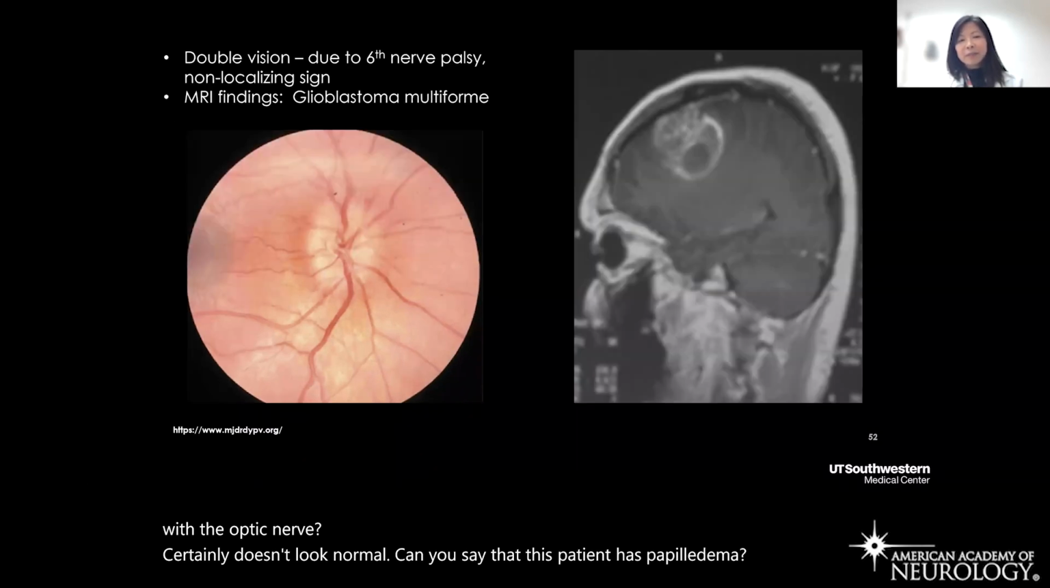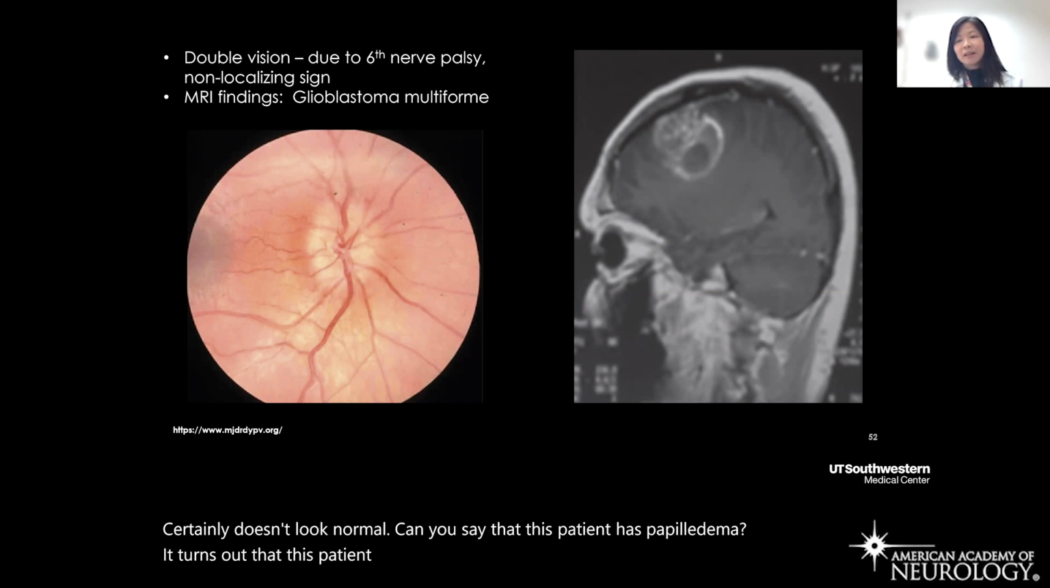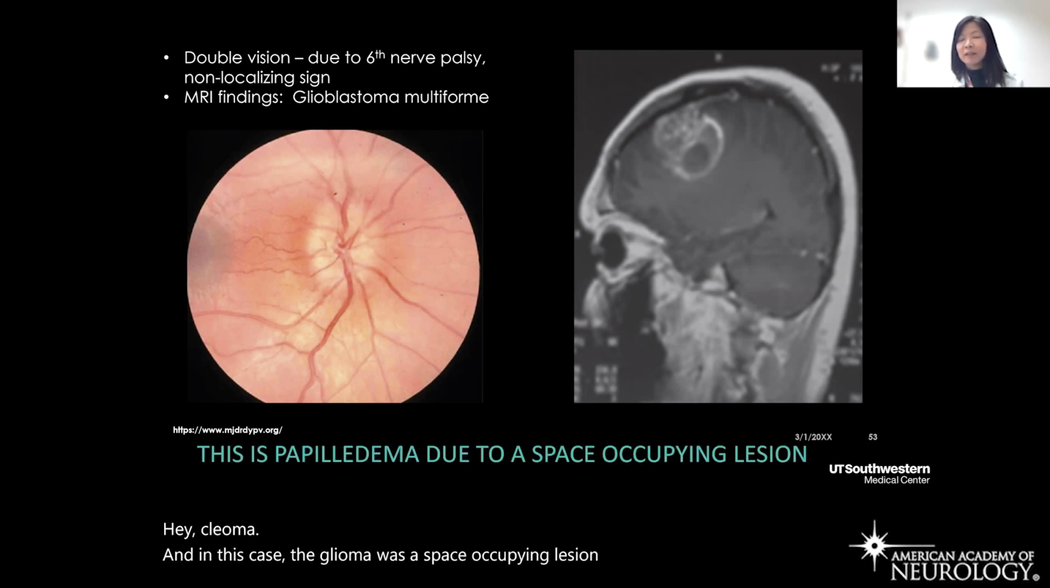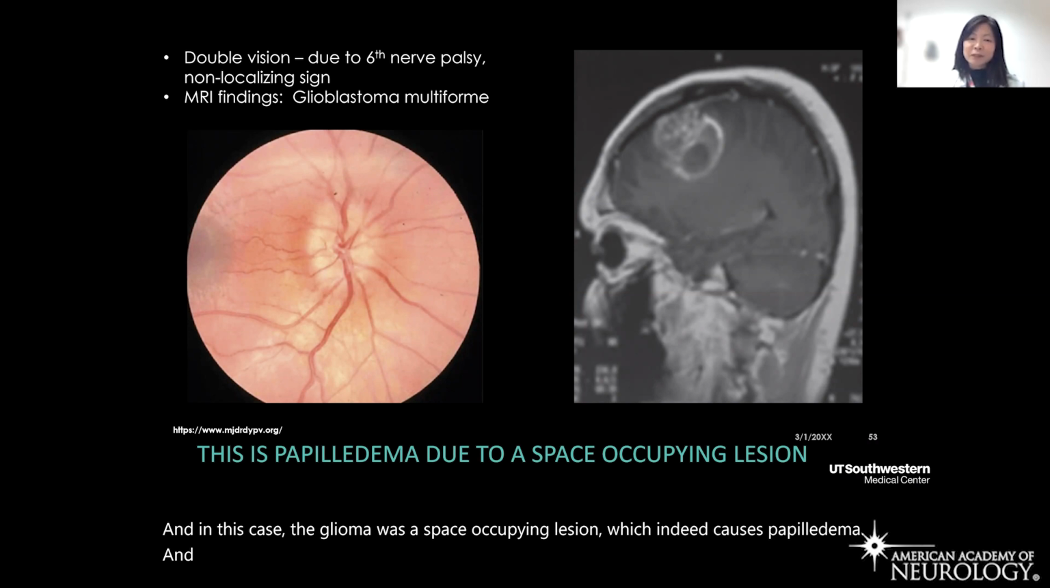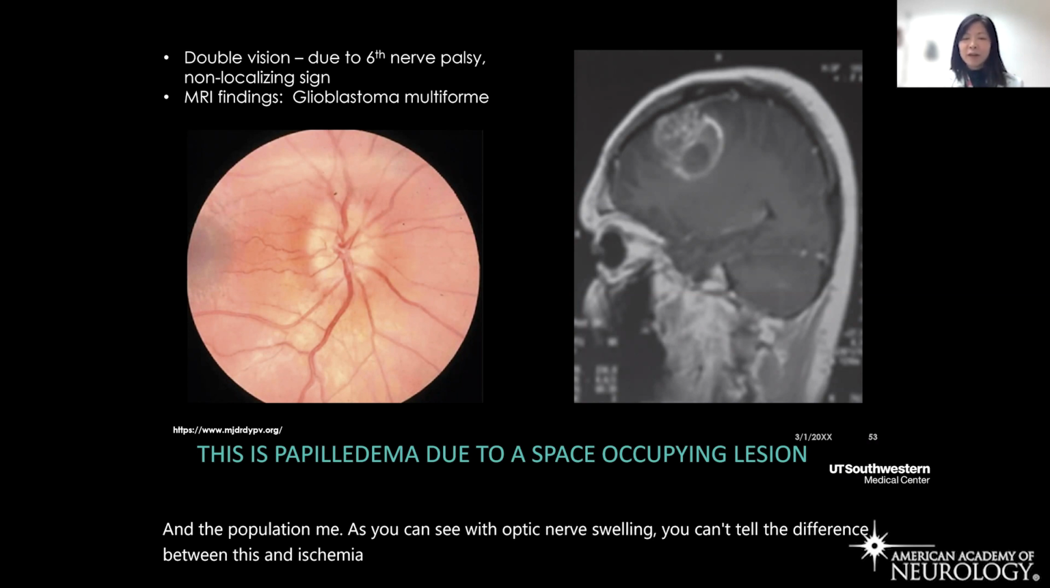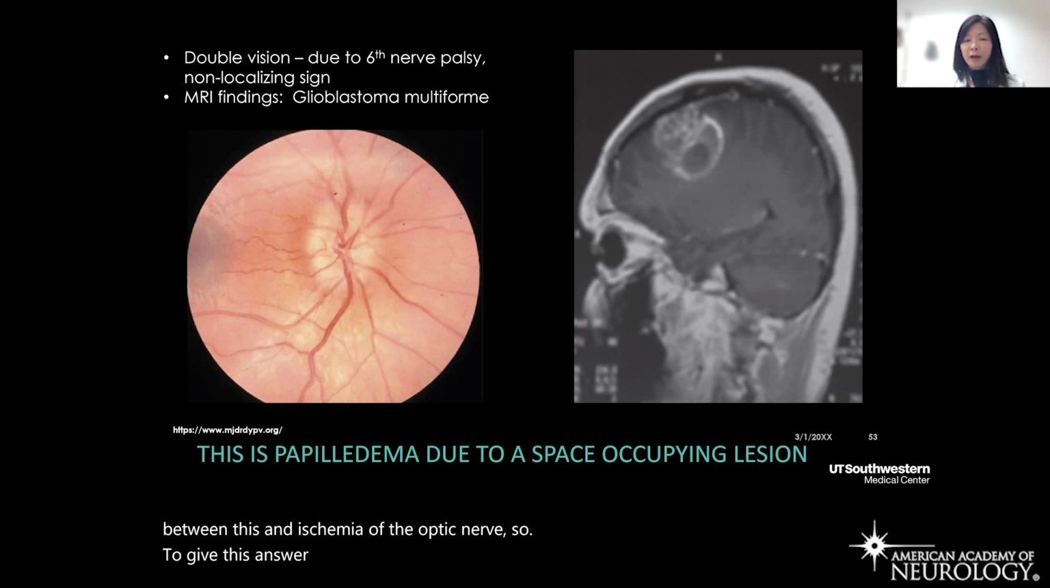Well, it turns out that this patient actually has a glioma. And in this case, the glioma was a space-occupying lesion, which indeed causes papilledema. And the papilledema, as you can see with the optic nerve swelling, you can't tell the difference between this and ischemia of the optic nerve. So to give this answer of whether that optic nerve is papilledema or not, the MRI was actually quite helpful.